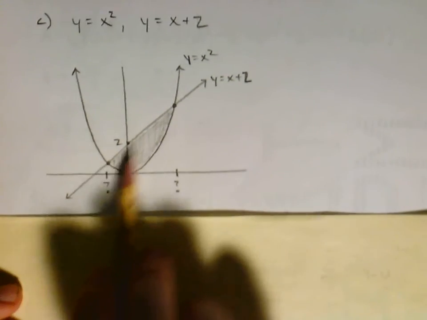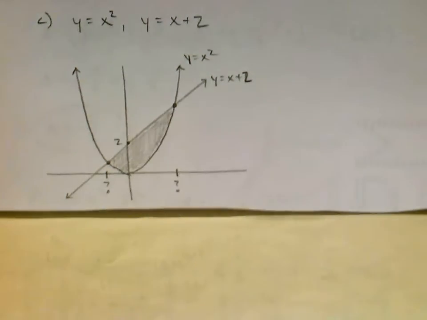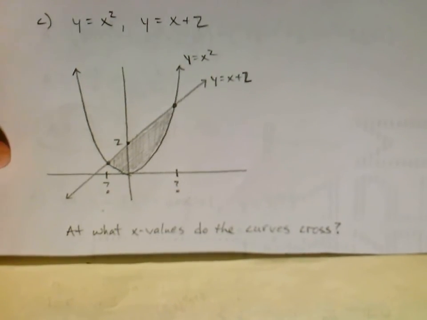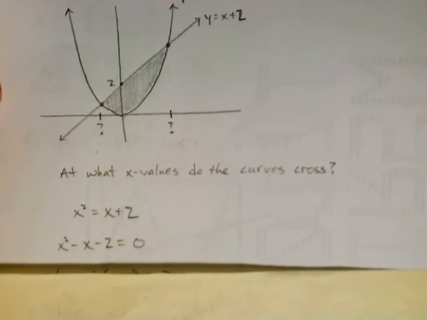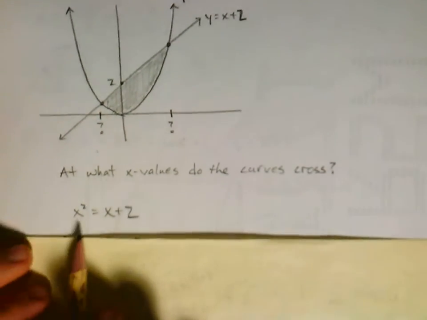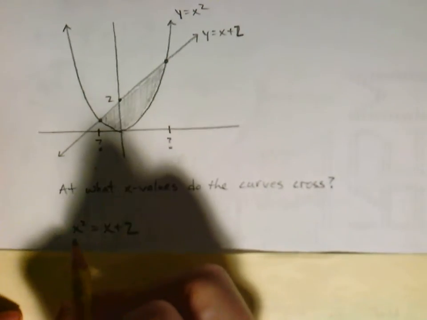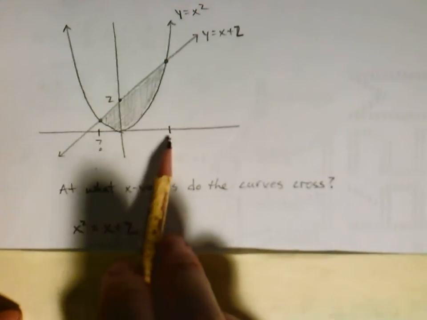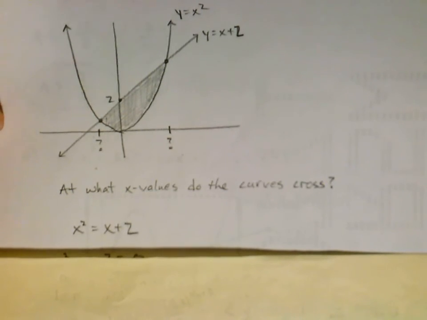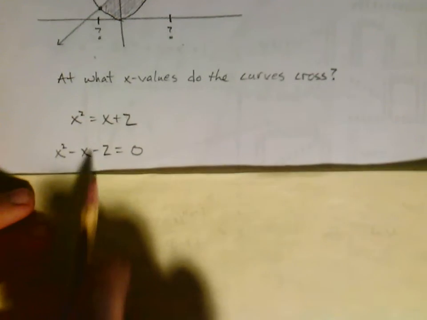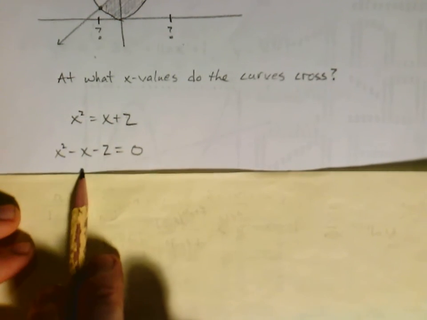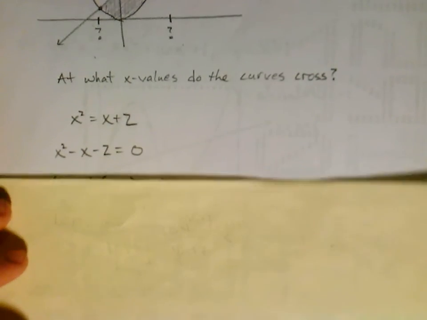Here's what we can do. Where they cross, that's where the two equations are equal. So here's the question: at what x values do the curves cross? We need to set them equal. Where does x squared equal x plus 2? If I solve that, that'll give me the two x values. How do I solve x squared equals x plus 2? Well, it's a quadratic. I should subtract everything to one side. Turns out I can factor that.